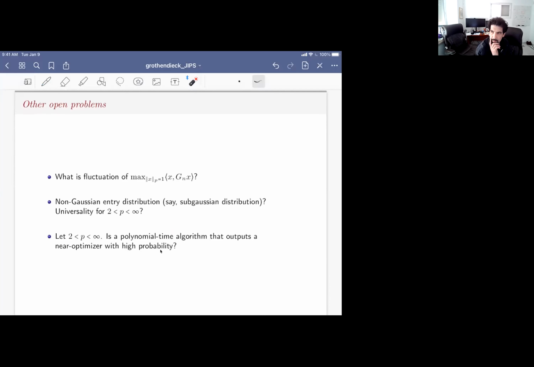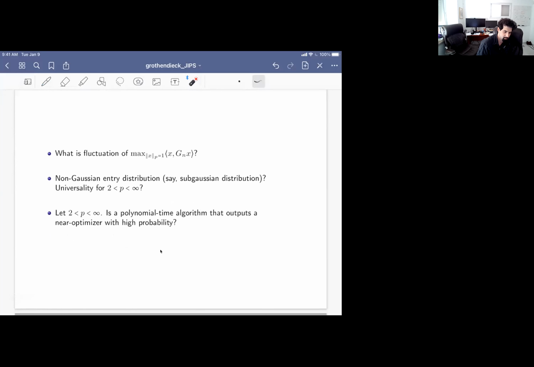In the second open problem, in our proof, we use the Gaussianity of the entries quite a lot. So a natural question is, what happens if we have another entry distribution? For example, take plus minus 1 IID random variables. One should expect universality when p is between 2 and infinity. Of course, I cannot expect universality for p less than 2, because when p is less than 2, the limiting constant depends on the p-star norm of the standard Gaussian, so that depends on the distribution.